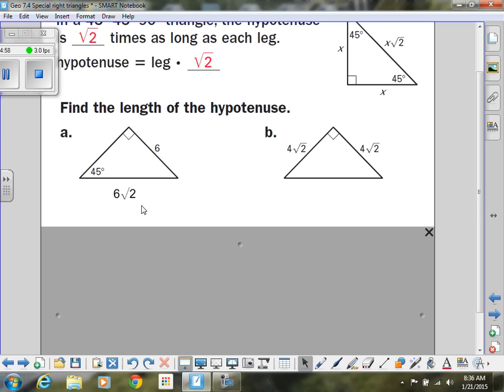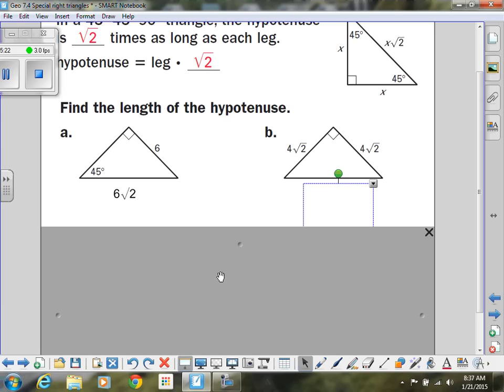So that's kind of the cool thing about finding those patterns, it helps us do problems really quickly. So let's look at this part B. All right, part B, notice that it's a right triangle, and it's an isosceles right triangle because both of these legs are the same. So that means we have a 45, 45, 90 triangle.